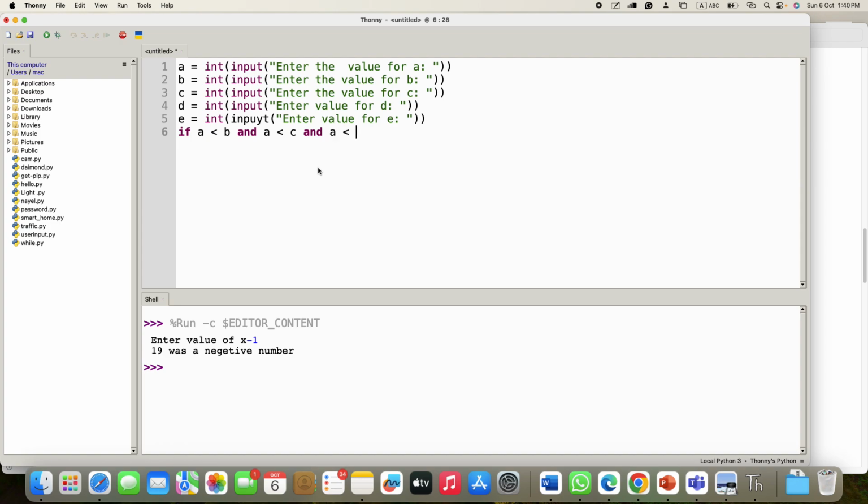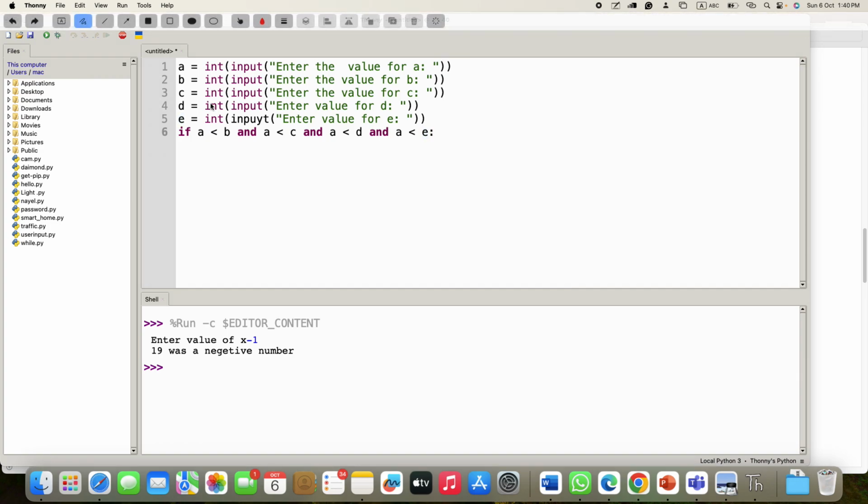A is less than B, C, D, and A is less than E. Now we have compared it with everybody. So this condition will be true only if the value of A is less than all these 4. Then this condition will be true. So if this is true, what does this mean? This means A is youngest because A is less than everybody else.